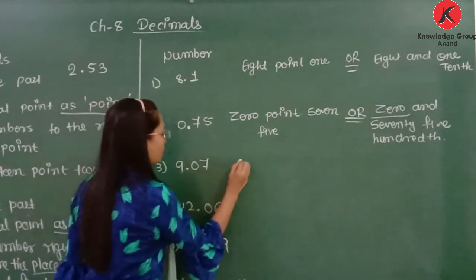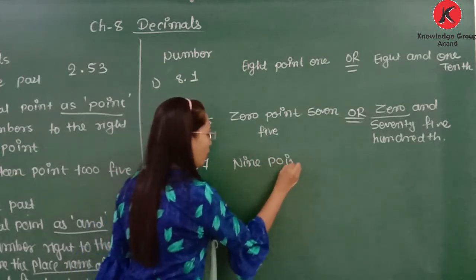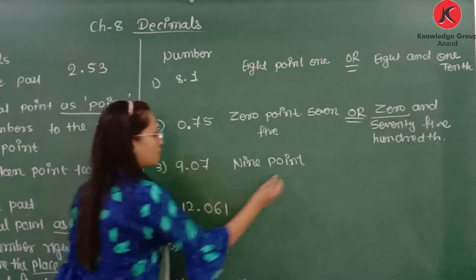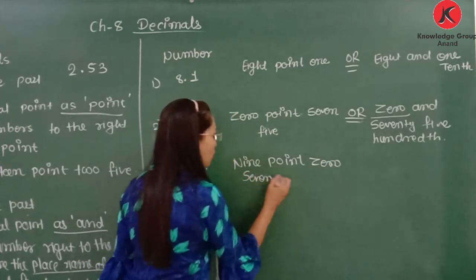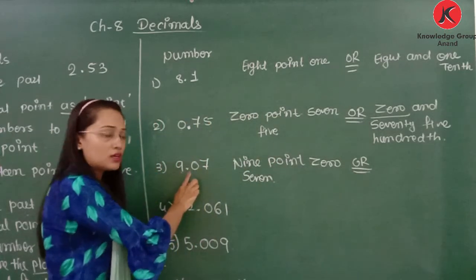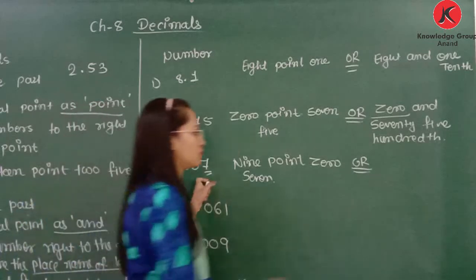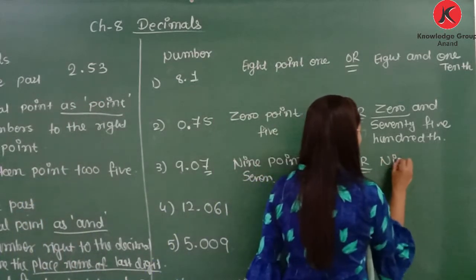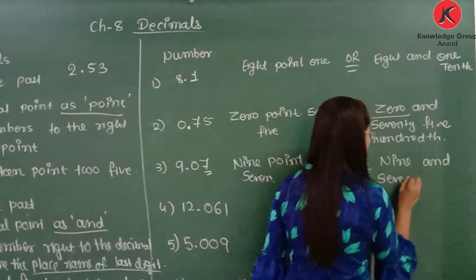Now next, 9.07. So we say 9 point 07. Or you can write it as 9 and, what is the place value of the last digit? Hundredths. So it is 9 and 7 hundredths.